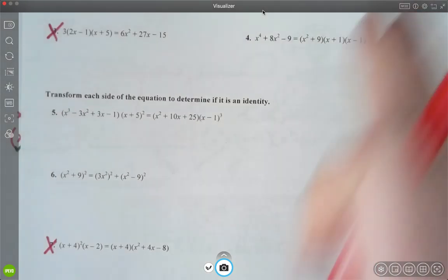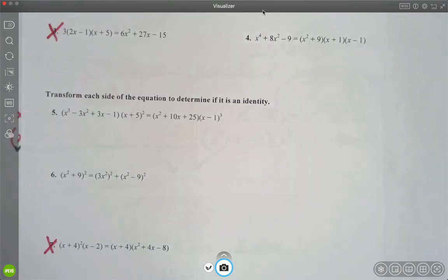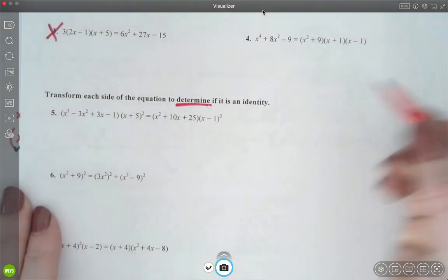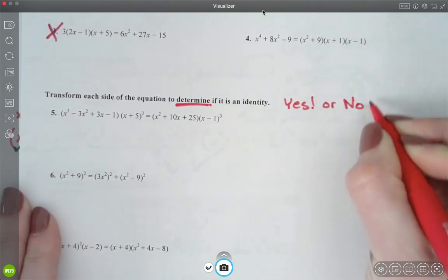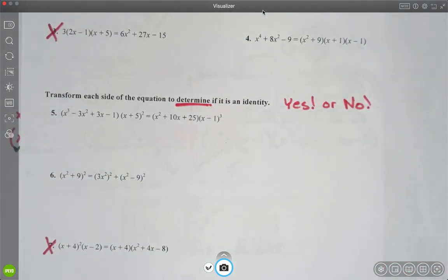What about this bottom part? It's the same thing. We don't know for sure. It says determine if they are. We don't know for sure that they are. So this is a yes or no also. It might not work out that both sides are the same. If that's the case, then it's a no. They are not identities. Yes? Does that make sense? Okay. All right. I'm going to stop the video. There you go.